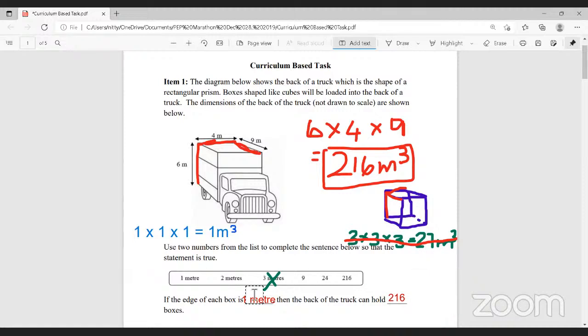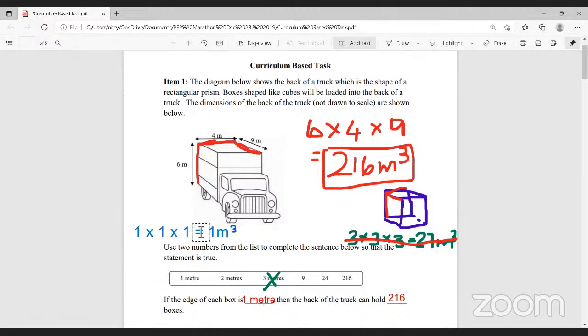So now remember that whatever we get for this one must have a unit. 1 meter. And 216 is a number of boxes, so 216 doesn't have to have any meter on it. But whatever number we get here for the edge of each box must have a unit. So in order to check if this is correct, we look at the volume of the back of the truck, and I'm doing some tongue twister here. I'm talking about boxes and back and all those things. So if we divide this 216 cubic meters by the 1 cubic meter box, we should get 216 boxes. And that's why this one will work perfectly.